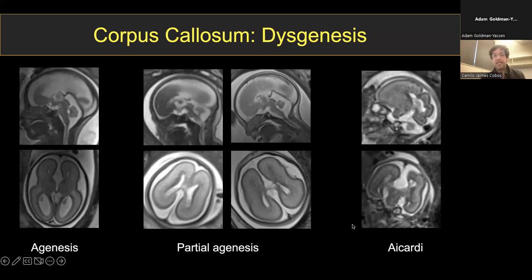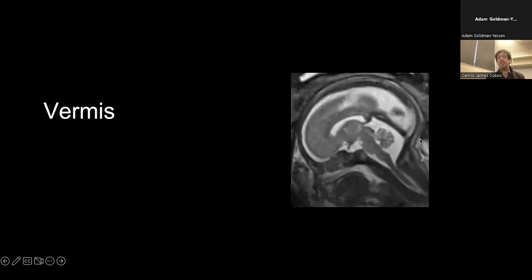And obviously they can be isolated, but they can also be syndromic. This is a case of Aicardi syndrome. So you see intrahemispheric cysts, callosal dysgenesis, and a malformation of cortical development.